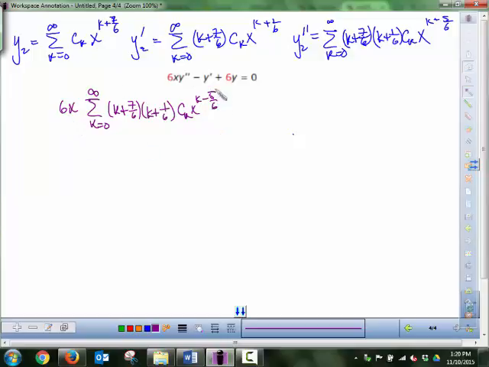So this extra x being multiplied in there will increase that power just a little bit. We'll do that in the next step. K goes from 0 to infinity. The first derivative is just k plus 7/6, c sub k, x to the k plus 1/6. And then finally we have a 6 times the original function, c sub k, x to the k plus 7 over 6.